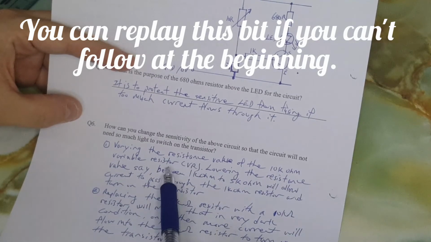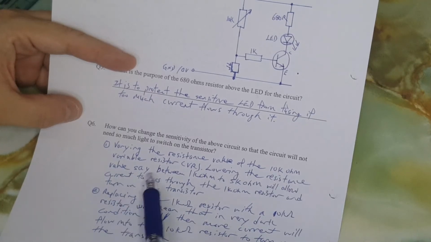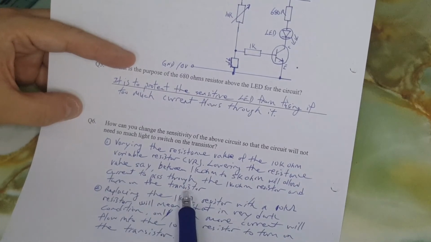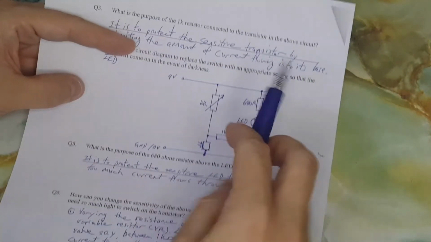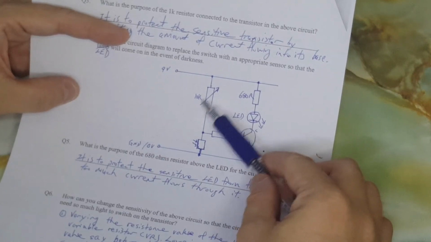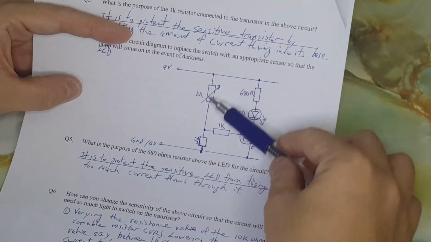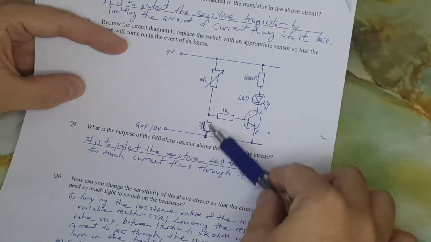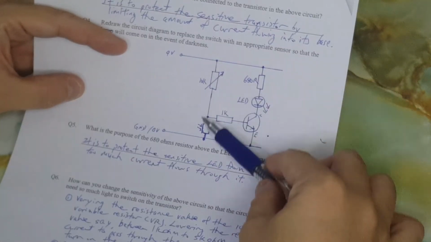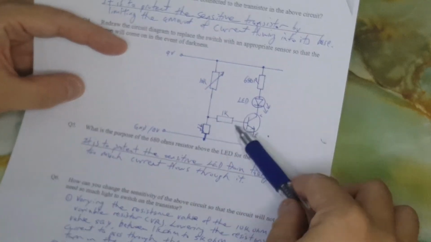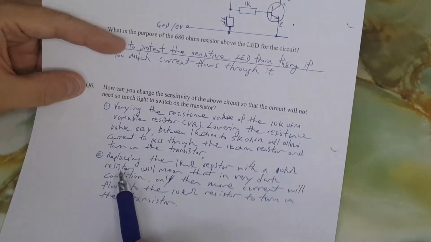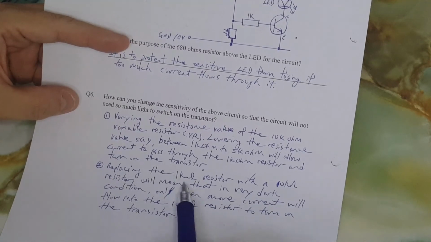So if I actually wrote these answers prior so as to save time, varying the resistance value of the 10 kilo ohm variable resistor VR, lowering the resistance value say between 1 kilo ohm to 5 kilo ohms will allow the current to pass through the 1 kilo ohm resistor and turn on the transistor. So in other words, if I were to set and vary the resistance to the midpoint, for example, 10 kilo ohms divided by 2 is 5 kilo ohms or less. So more current will be able to pass through, alright, and of course when this becomes darkness, not very dark, okay, maybe evening time there's still a bit of light, current will be able to pass through, some through here and some through there. And therefore your transistor will turn on and your LED will light up when there's not so much light needed.